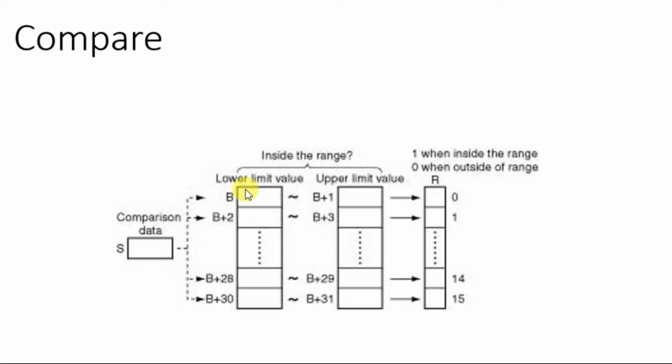Like that you have 16 comparators here, from B to B plus 30. If you take B as D200, then it goes up to D230 and D231. If our source data is within the range, it returns 1 or 0. So this is the 16 bit result.